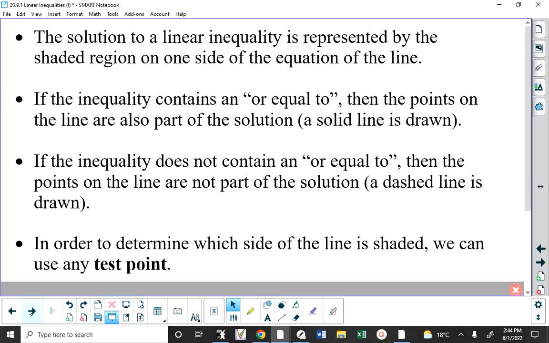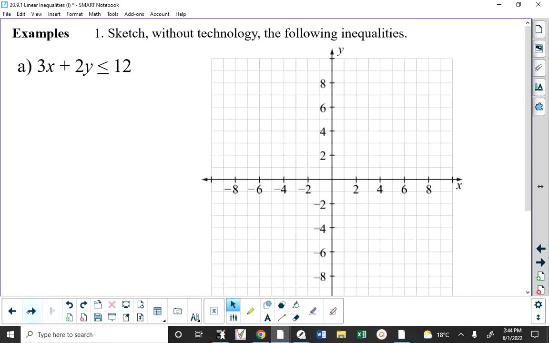Now, how do we determine which side of the line to shade? Because that bit of business, it's still on the right screen there. We're not going to do that every time. We're not going to find out if ordered pairs en masse are part of the solution or not. So we're going to be using what's called a test point, and then I will show you a different way to approach it. So the first thing to note is if I want to sketch this inequality, I have to rearrange it for y, because I have to know what the equation of the line would look like.